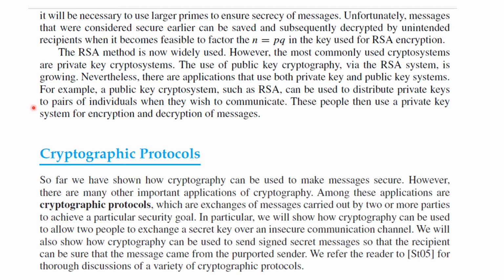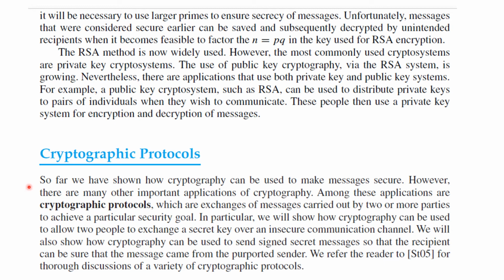This is widely used, in both public key systems for Amazon-like applications and private key applications for government communications. For example, a public key cryptosystem such as RSA can be used to distribute private keys to pairs of individuals when they wish to communicate. These people can then use a private key for encryption and decryption of the messages. So you're using both public key and private key encryption, using the RSA algorithm to share the private key.